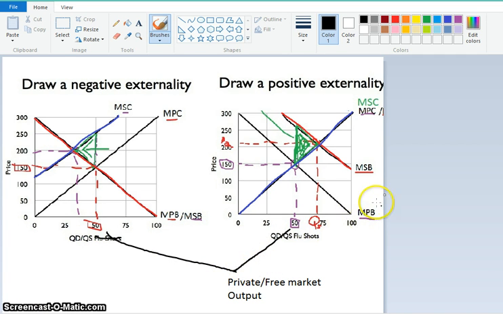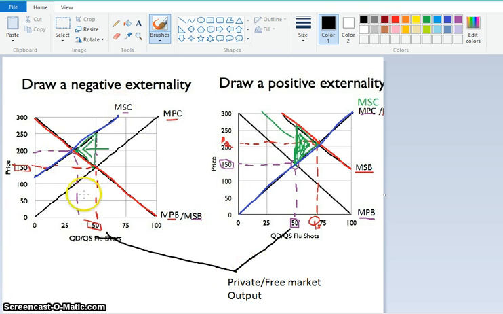Again, we're just looking where the marginal private benefits and the marginal private costs meet. Same thing over here. And so we've got that right here. For both of these, positive and negative externality, that's not the socially optimal. That's not considering the social costs or the social benefits in each of these respective cases. So I'd like you to do something.